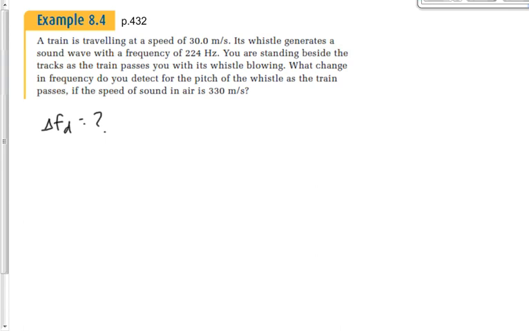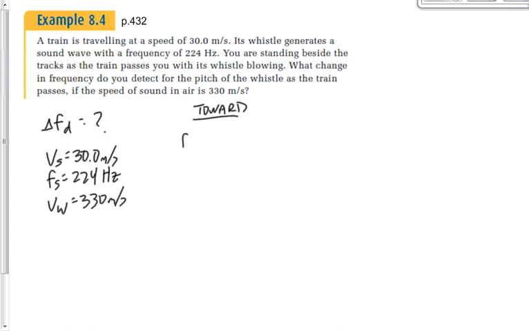Let's write down some givens here, guys, okay? We have the train, the speed of the source is 30 meters per second. We've got a frequency of the source of 224. That's the actual frequency of the train. We've got a speed of sound. We're going to say that's VW. The speed of the wave is 330 meters per second. Let's say when the train is coming towards me, my equation becomes FD is equal to VW over VW plus or minus VS again. Remember what it was? Yeah, minus, good, minus. Because in the end, we want that number on the bottom to be smaller in order to make FD bigger, right?